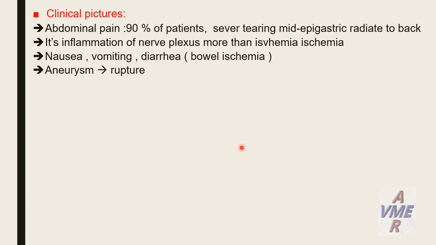Clear picture of mesenteric dissection. Abdominal pain: 90% of patients present with severe tearing mid-epigastric pain radiating to the back. This is due to inflammation of the nerve plexus more than ischemia. Also nausea, vomiting, diarrhea, bowel ischemia, aneurysm, rupture.